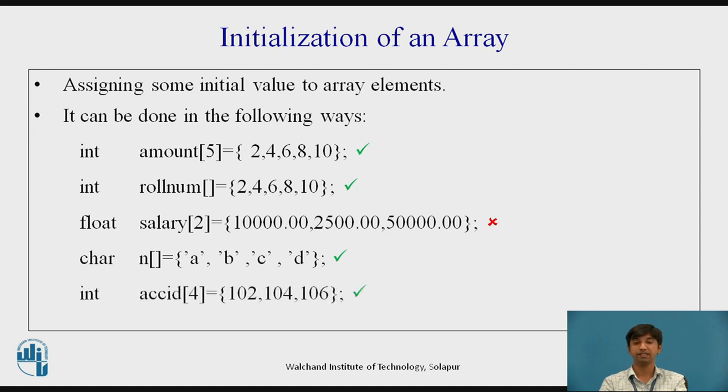Then int acid[4] is equal to {102, 104, 106}. In this array, I have initialized the array with size equal to 4, but I am assigning 3 values to the array elements. One of the array elements will have a garbage value or junk value. The garbage value is 0 for integer data type, 0.00 for floating point data type, and null for character data type.